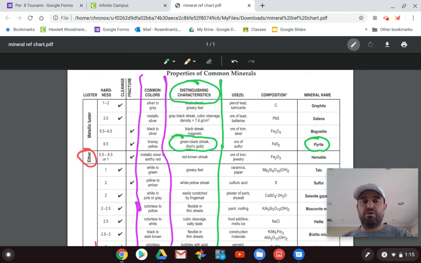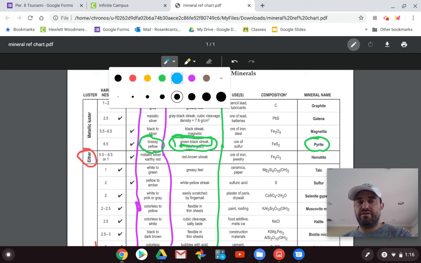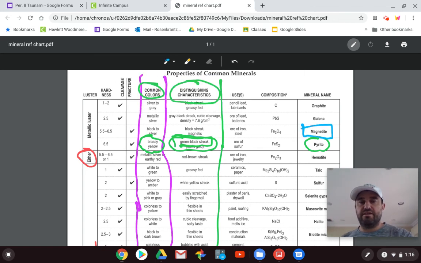And pyrite is the one that I showed you in the last video lesson, that even though it has a gold color, see, brassy yellow color, it has a green-black streak. So you don't have to memorize that. They're telling you that its streak is different than its color. Another mineral we learned about the other day was magnetite. What's special about magnetite? I mean, it's right in the middle of the word. It is magnetic. And they're telling you that right here.